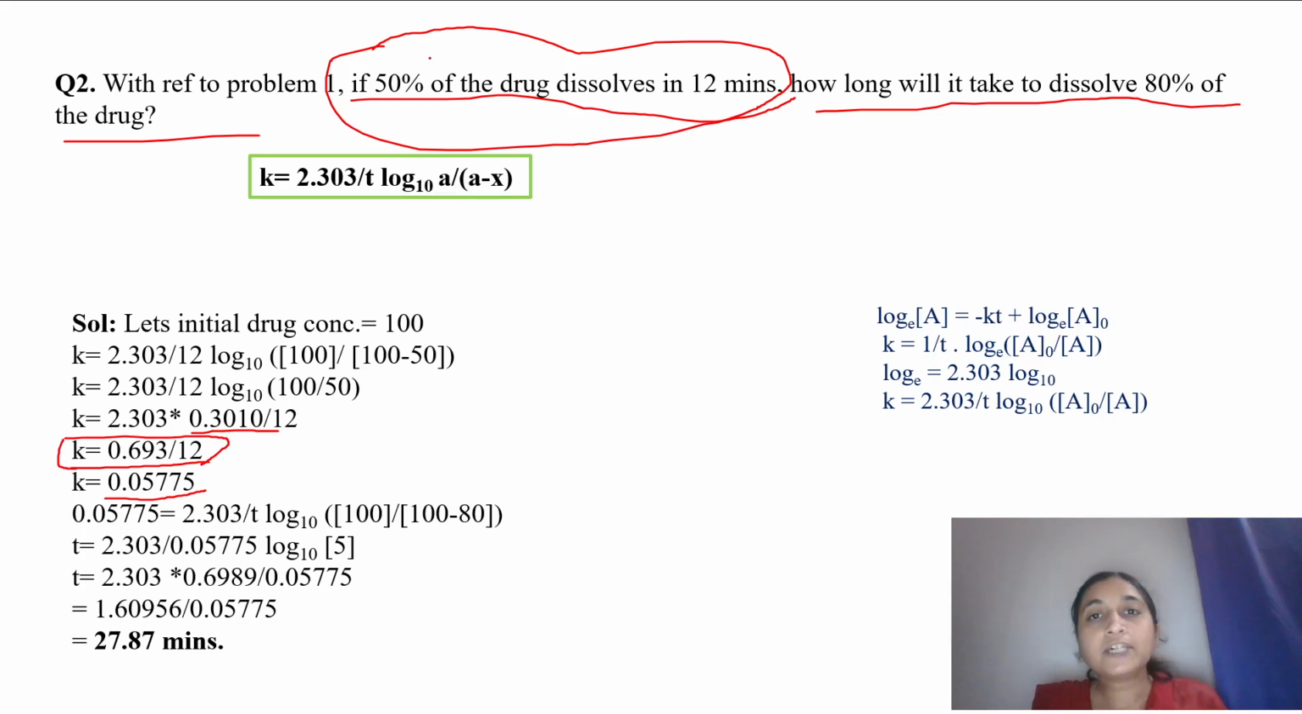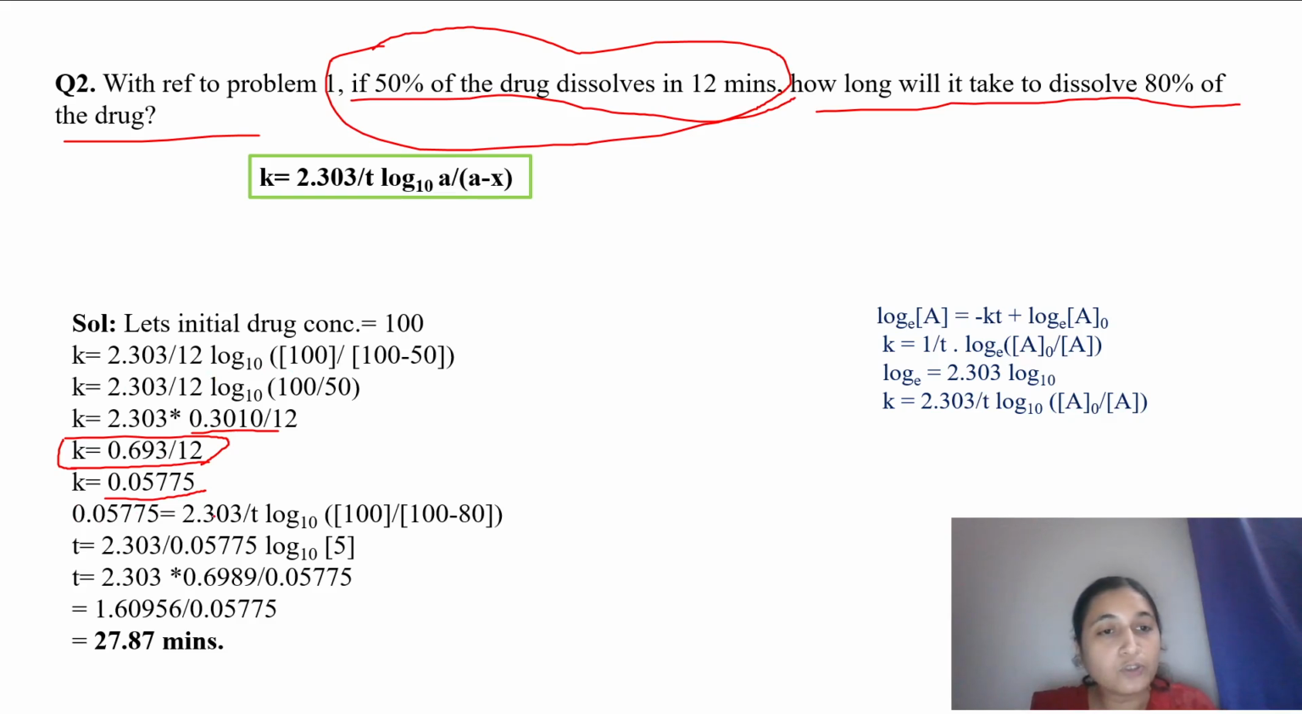So from this first part, we got the K value, rate of reaction, equal to 0.05775. Now we will come to the second part: how long will it take to dissolve 80% of the drug? So now we know K, and here C0 we know, like A we know, 100, and here 80% drug dissolves, so X is 80. So now we will calculate T. So again we will put all these values in this formula.